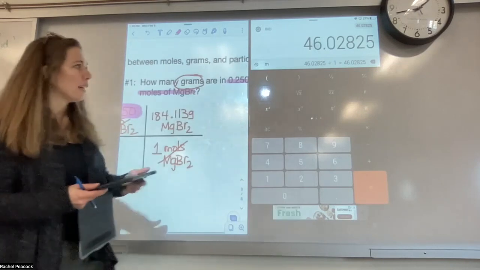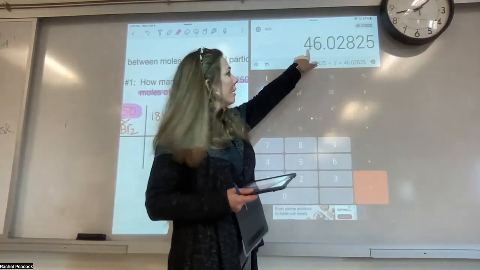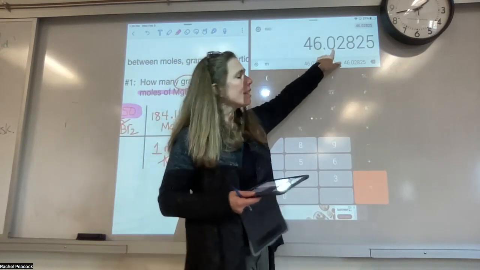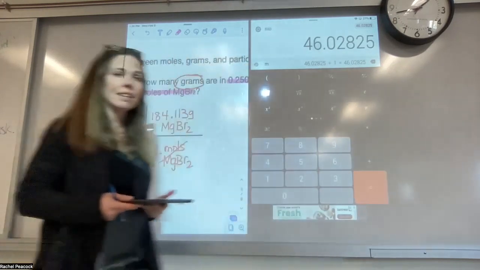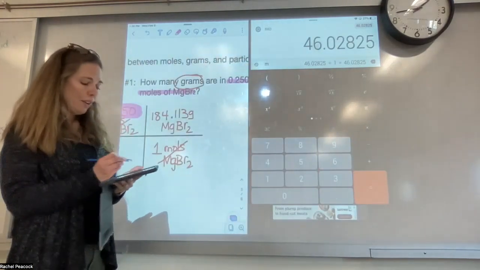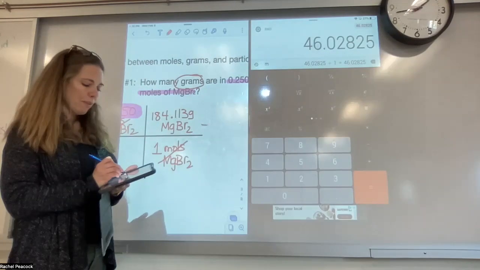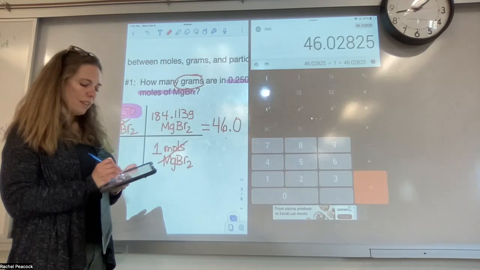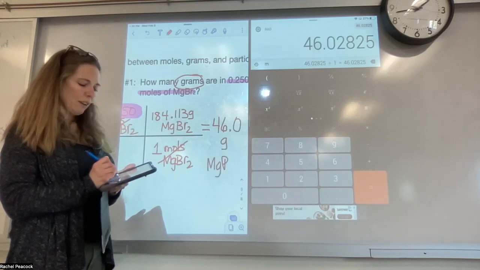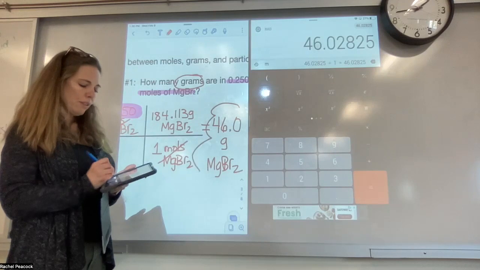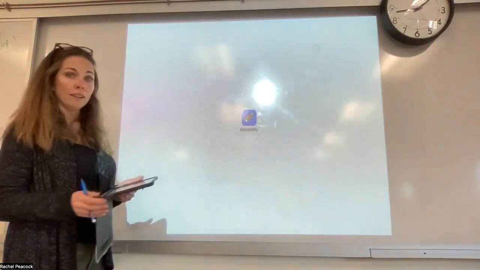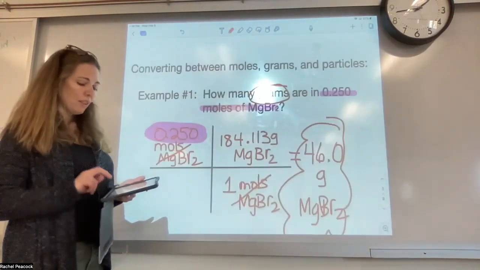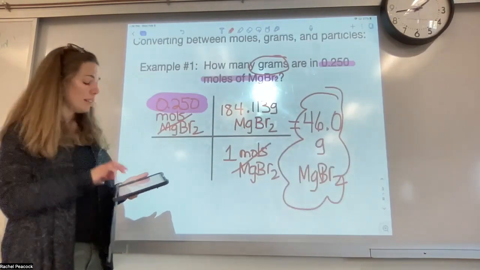Go over to your calculator. I get that spot, I get this spot, and then I get this spot, but I have to look past it to see, should I round or leave it? In this case, a 2 comes after the 0. So we're going to keep the 46.0, okay? So our answer is going to be 46.0 grams of MgBr2, okay? And that is how you solve problems like that, right? That's how you use the fence to convert from one unit to another.